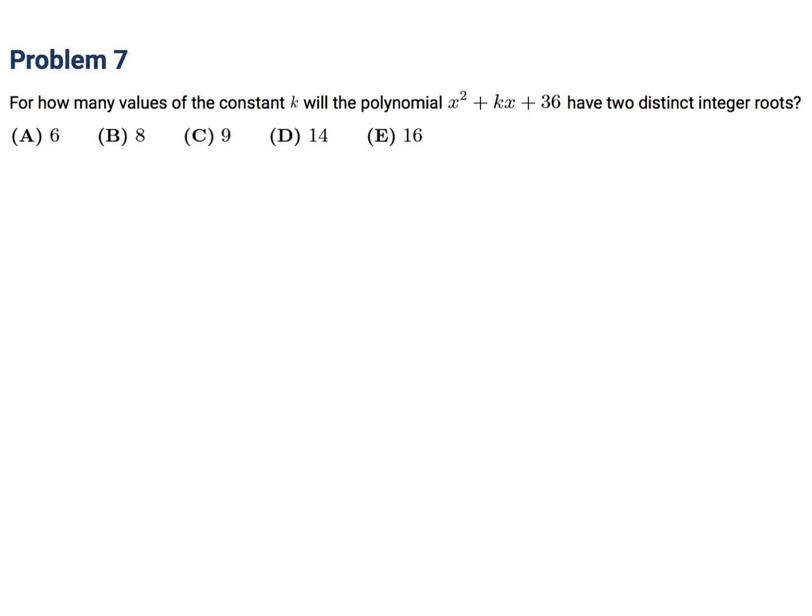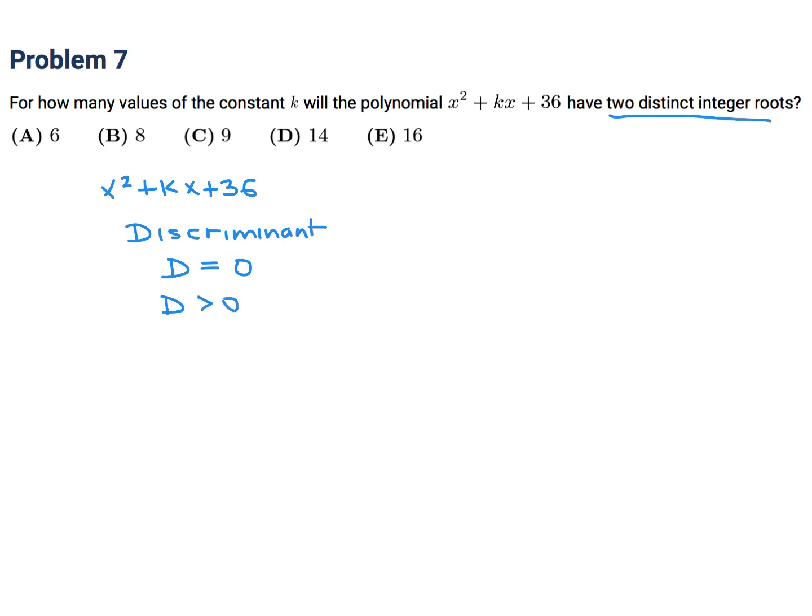For how many values of the constant k will the polynomial x squared plus kx plus 36 have two distinct integer roots? Two distinct integer roots. Okay. Well, x squared plus kx plus 36. Now, you guys remember the quadratic formula? And you remember something called the discriminant. If the discriminant is equal to 0, you will get one root. But if the discriminant is greater than 0, you will get two distinct roots.